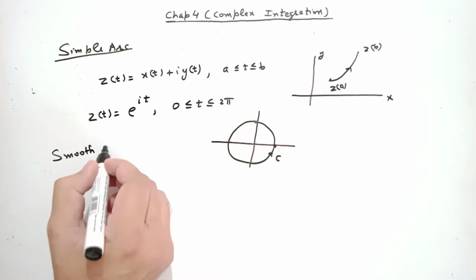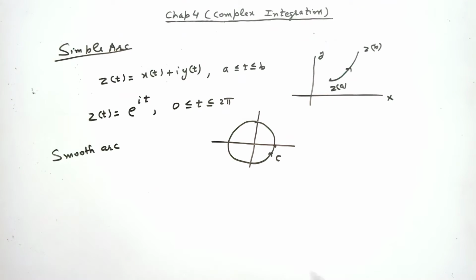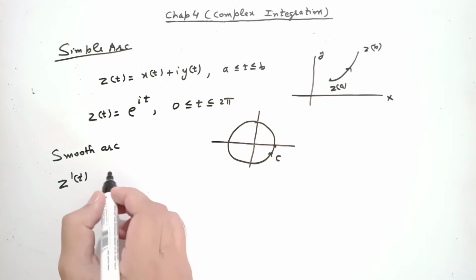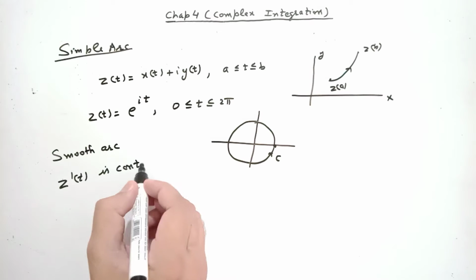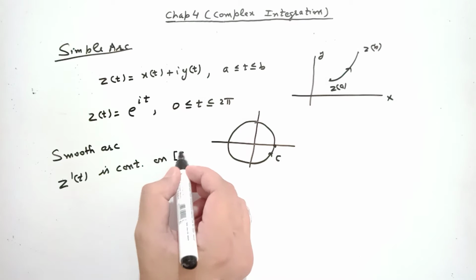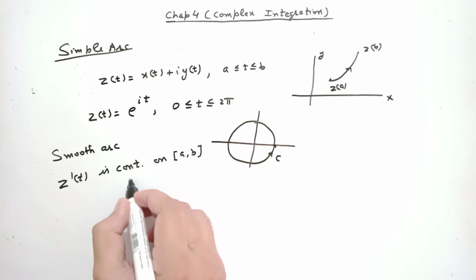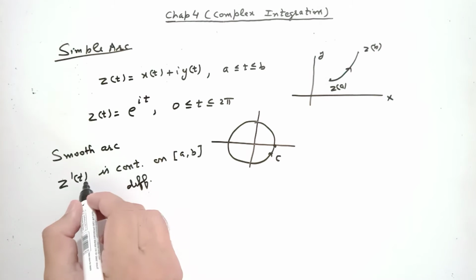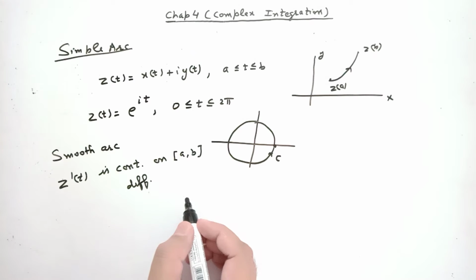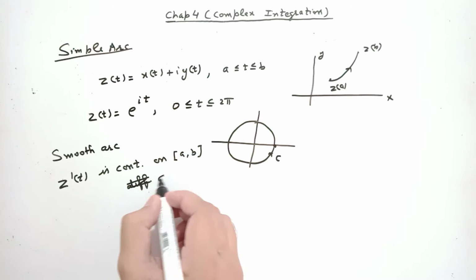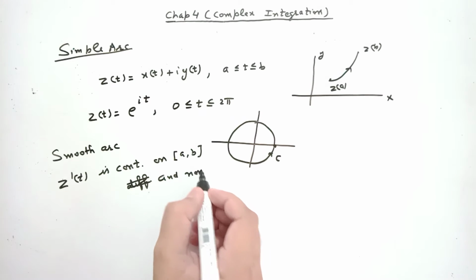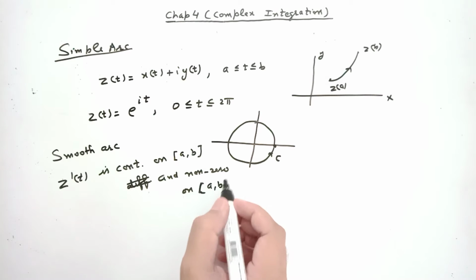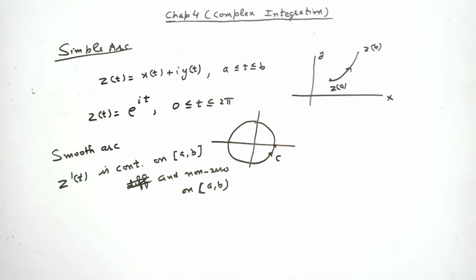Next, smooth arc. An important definition. What is a smooth arc? This arc is said to be smooth in the interval AB if z prime t is continuous in the closed interval AB, differentiable, of course it is differentiable, z prime t is continuous on the closed interval AB and non-zero in the open interval AB. With these two conditions, this arc is called a smooth arc.